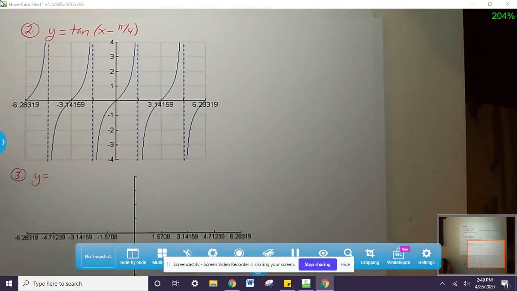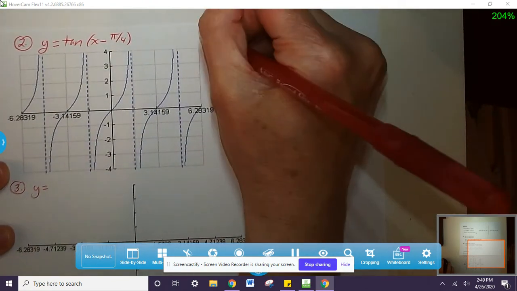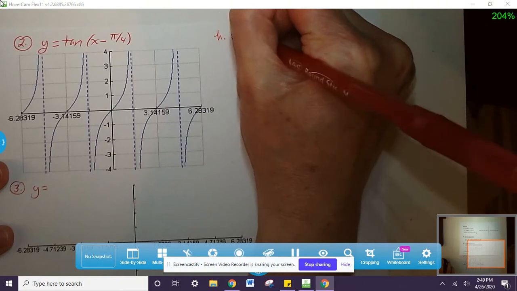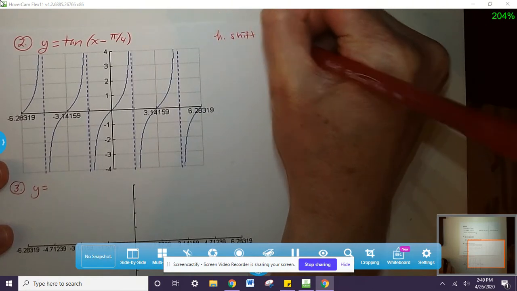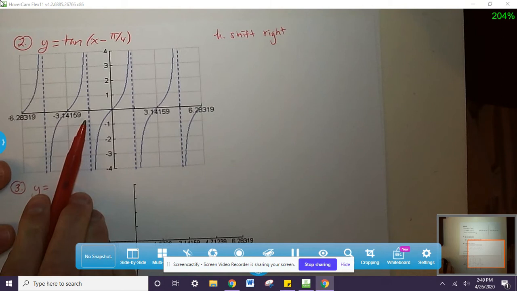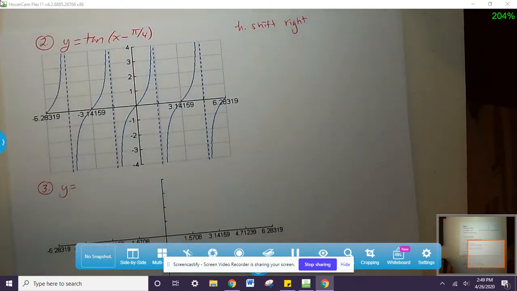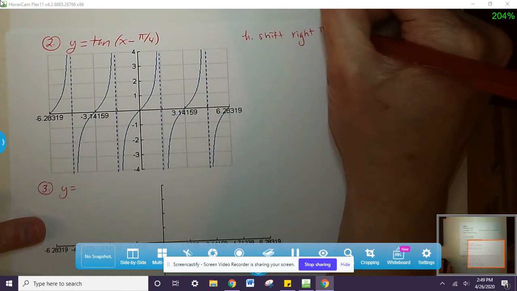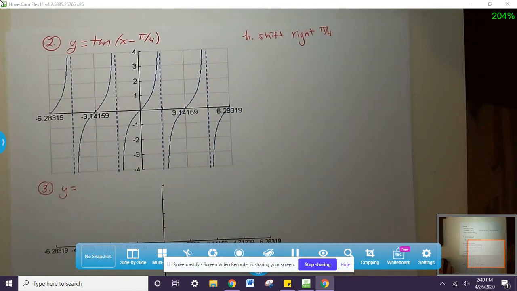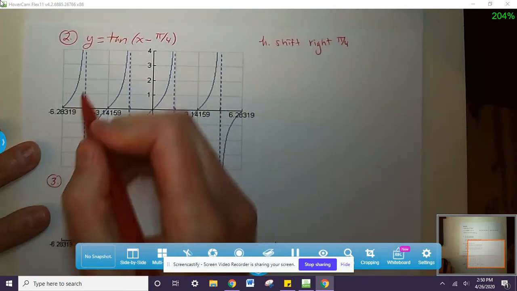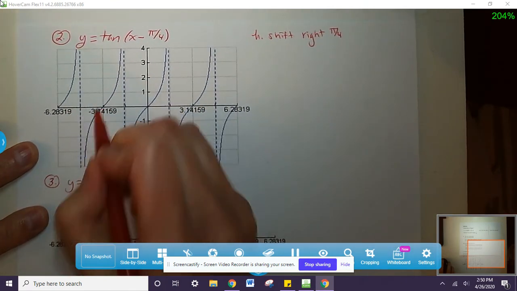So again, I always like to start with the asymptotes. When you look at those asymptotes, if you were to take this entire graph and give it a shove, so I'm going to shove it pi over 4 to the right, are the asymptotes going to move or stay the same? They're going to move along with the graph. So we want to start by taking all these asymptotes and moving them pi over 4 to the right.